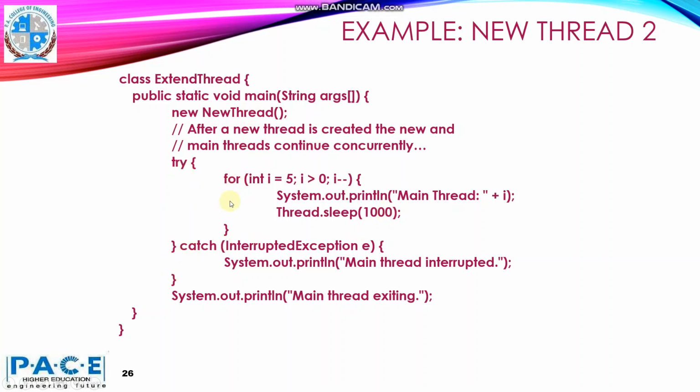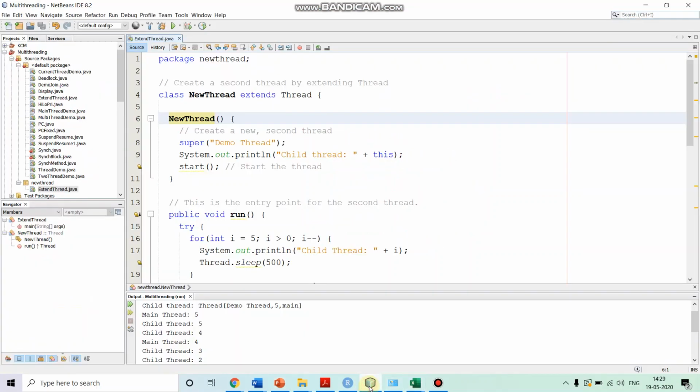The main thread, in a for loop, 5 times displays main thread and the current value of i, and after that the main thread sleeps for 1 second. So we are making the main thread sleep for 1 second and the child thread sleep for half a second. The main thread will print slower than the child thread. Once the main thread is done, we print main thread exiting. Now let's see a demonstration of this in NetBeans.